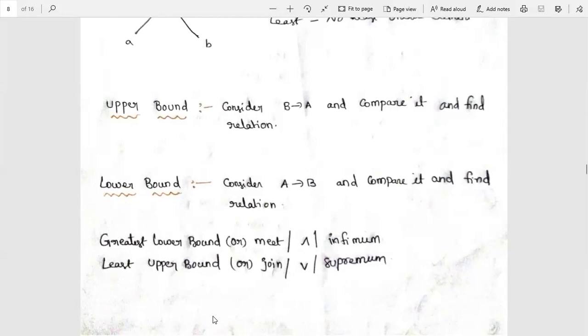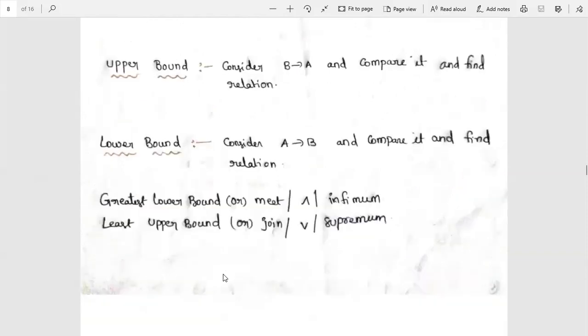So all these four components are very important to understand the concept of lattice: upper bound, lower bound, greatest lower bound, and least upper bound. Because in the lattice concept, these components are used very deeply, so we have to understand them very carefully. So how do we calculate upper bound, lower bound, greatest lower bound, and least upper bound? Let us consider an example.